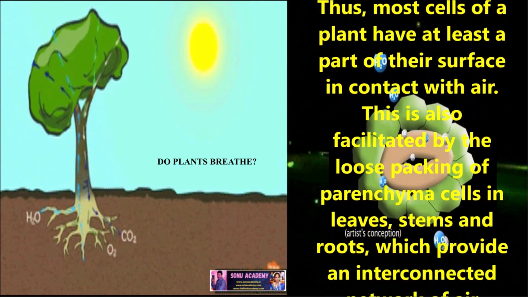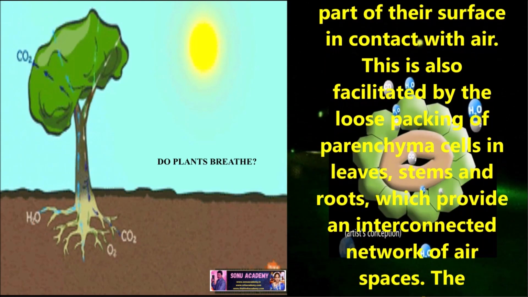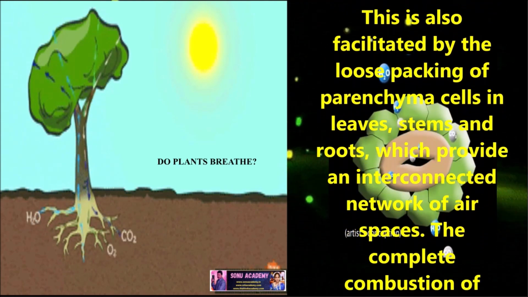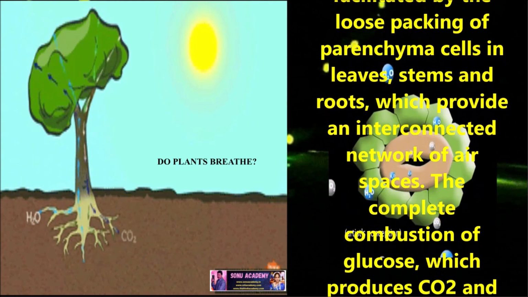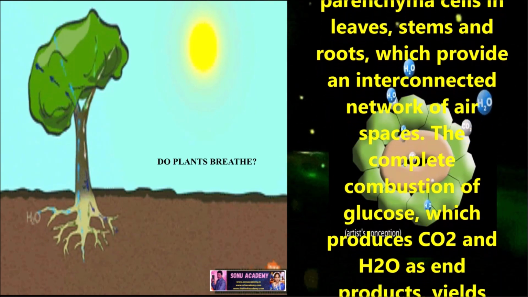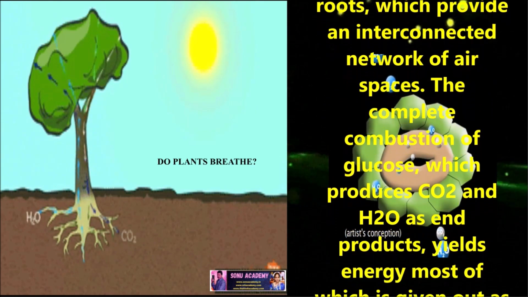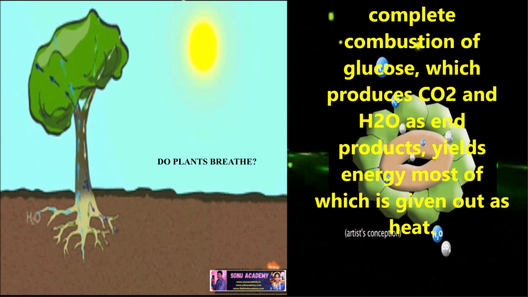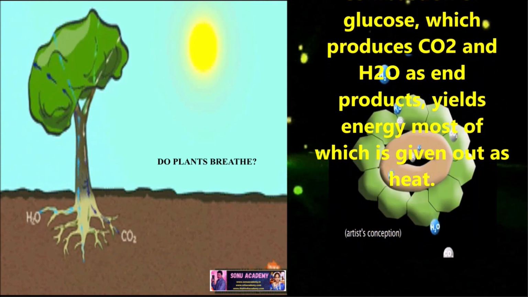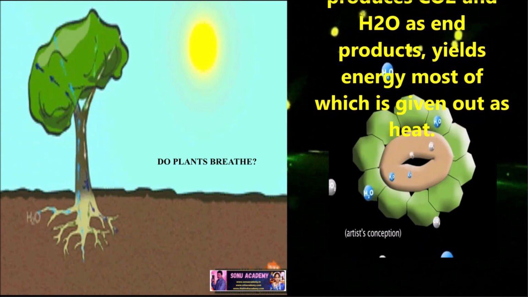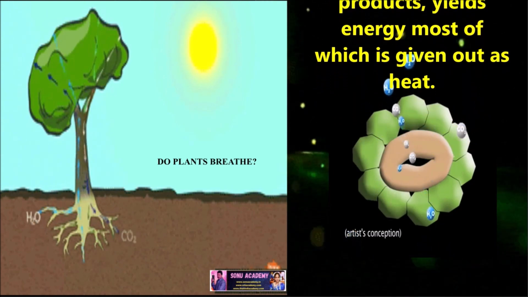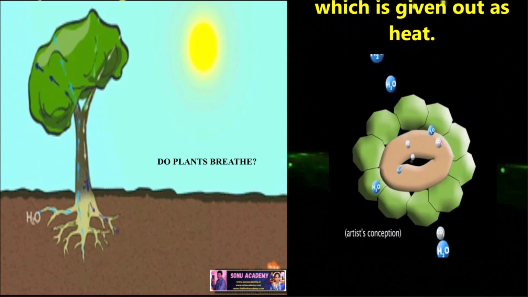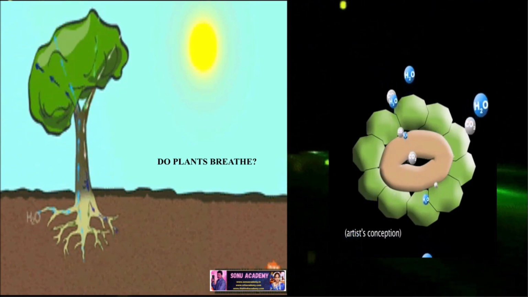Thus most cells of a plant have at least a part of their surface in contact with air. This is also facilitated by the loose packing of parenchyma cells in leaves, stems and roots, which provide an interconnected network of air space. The complete combustion of glucose, which produces CO2 and H2O as end products, yields energy, most of which is given out as heat.